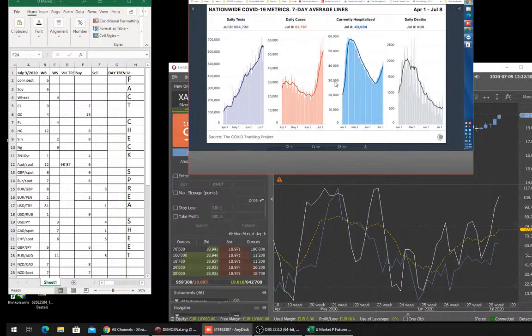If it's going up 6 times, how come it's not 120,000 in the hospital right now? You see what I'm saying? These numbers don't match. Then in April we had 1,000 a day dying. Now we have 500 a day dying, and the peak was 2,000 a day. So again, it's lost 50% of its power.